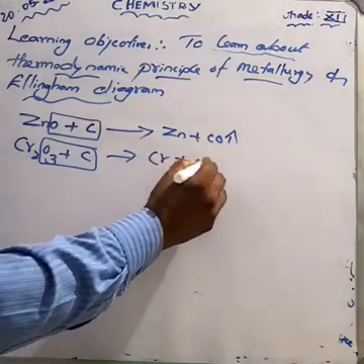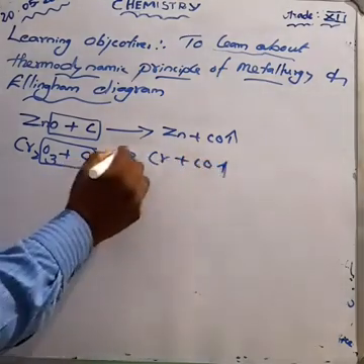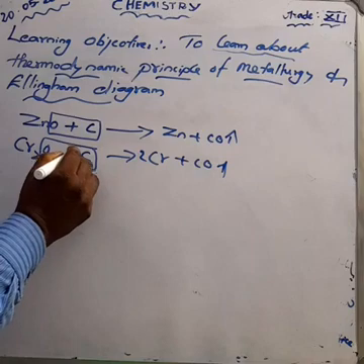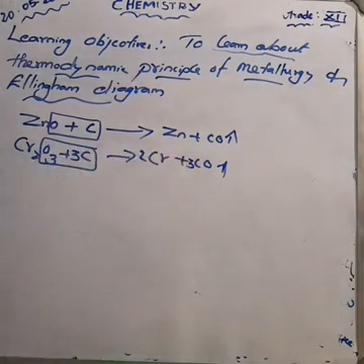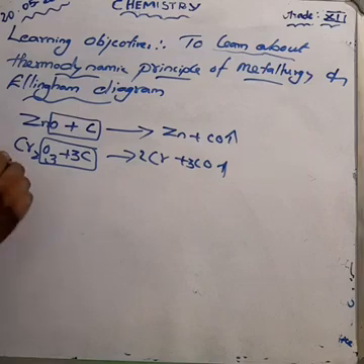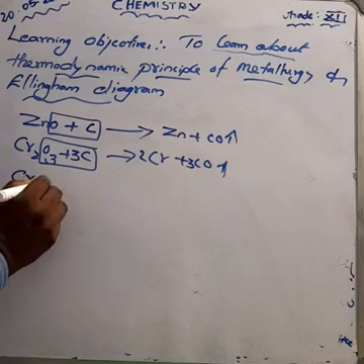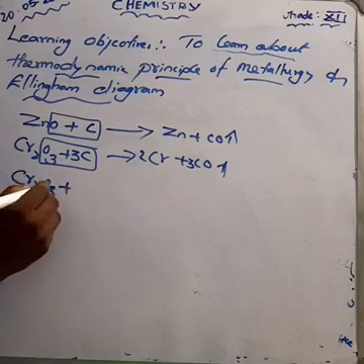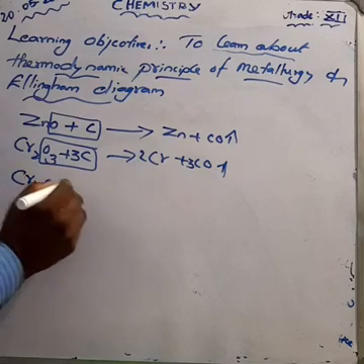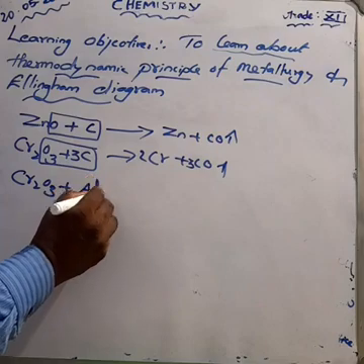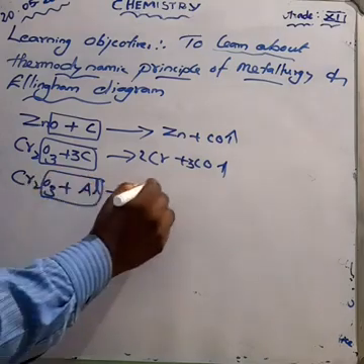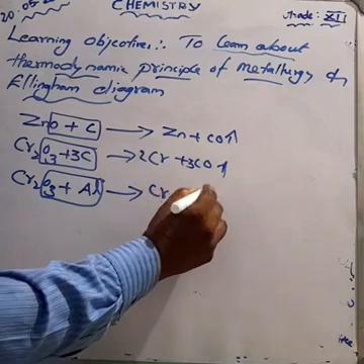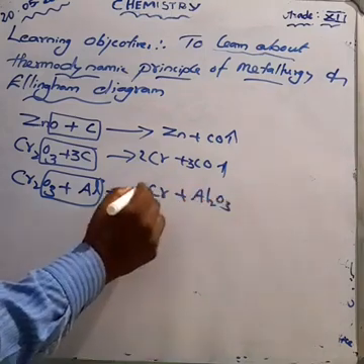Am I right? Here, how to balance the equation. 3 oxygen is there, so make it 3. 2 chromium is there. Okay, now the equation is balanced. Next we discuss chromic oxide with aluminium. What is the formula for chromic oxide? Cr2O3. What is the formula for aluminium? Al gives Cr plus Al2O3. We are using one of the reducing agents, aluminium.